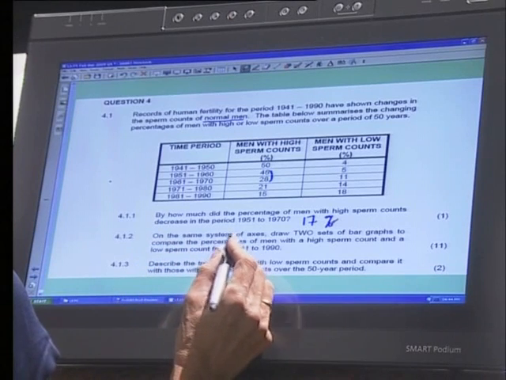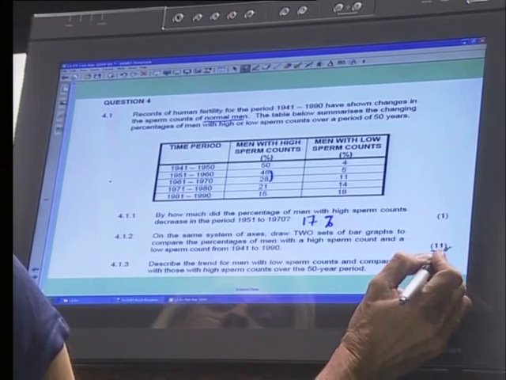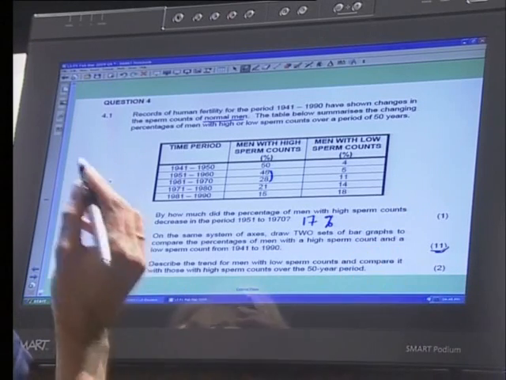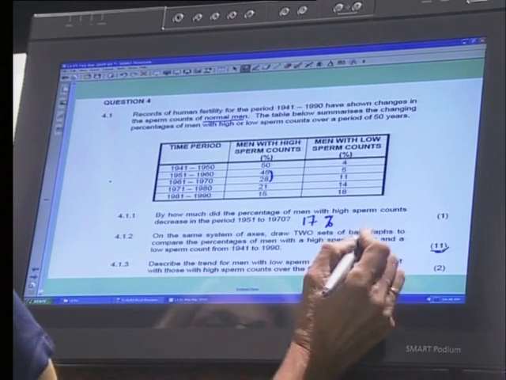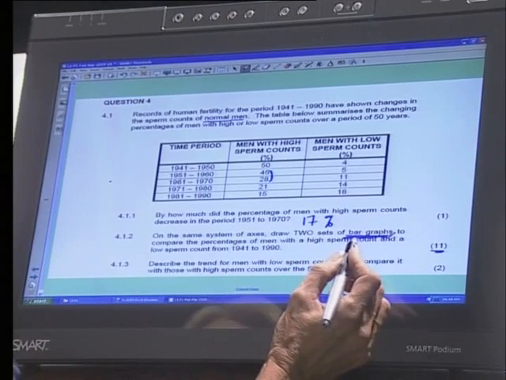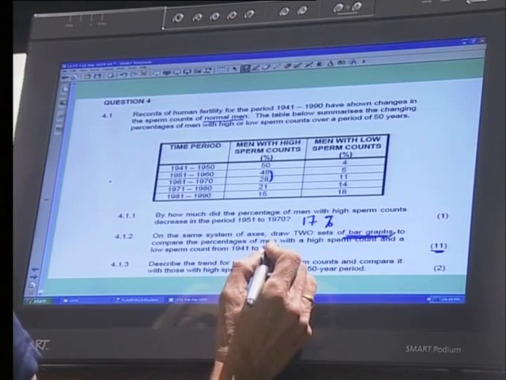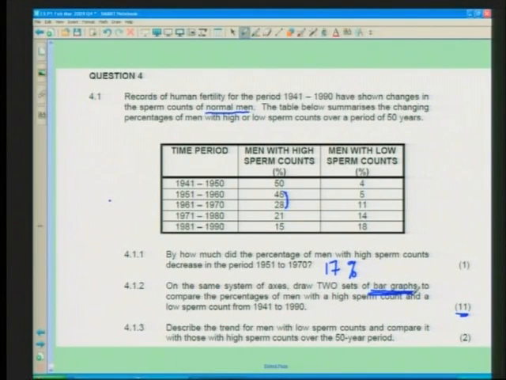Okay, on the same system of axes, now this is the question that counts 11 marks, and it's easy, that's a definite 11 marks. Draw two sets of bar graphs, and they tell you bar graphs, underline it so you don't think it's a line graph, to compare the percentage of men with high sperm counts and low sperm count from 1941. So let's extend our page here.